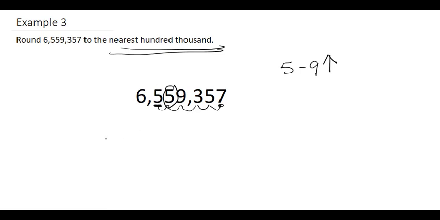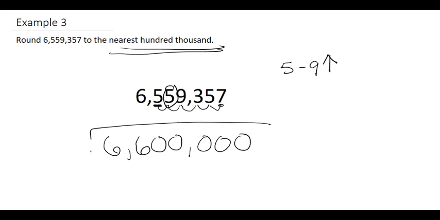So this number would become 6 million, and then we change this first 5 to a 6, and then we change everything after to zeros. So this would be our answer. Let's look at one more example here.